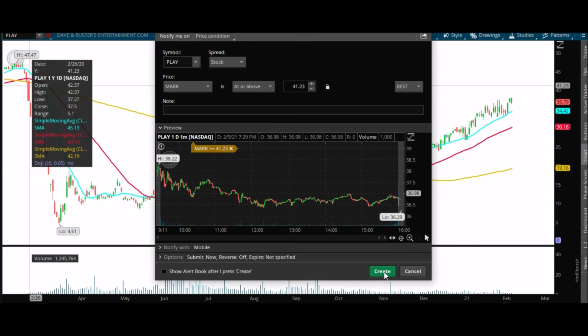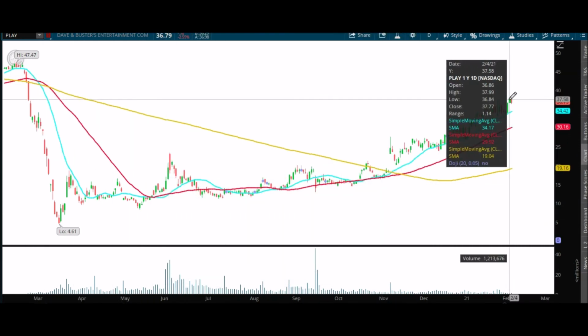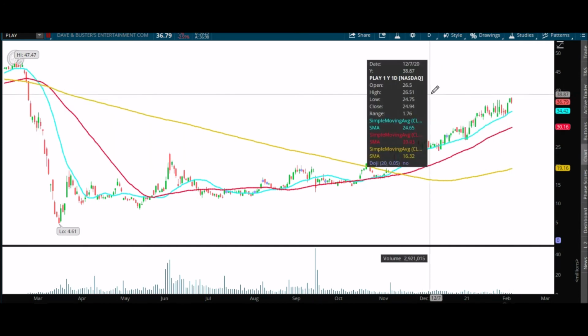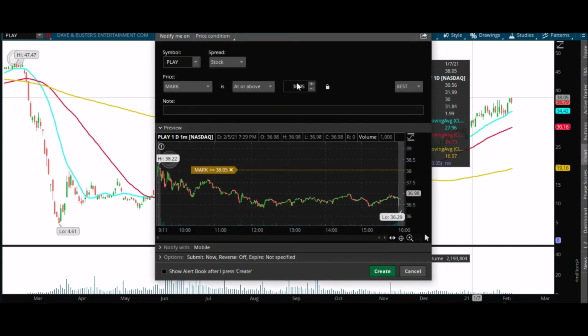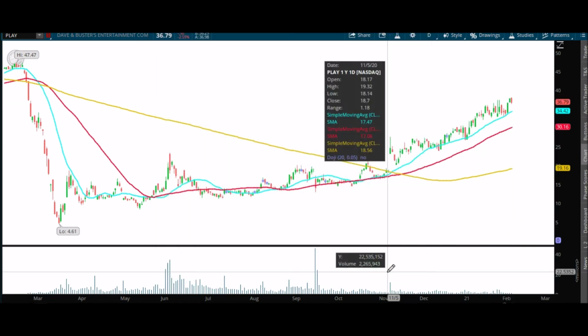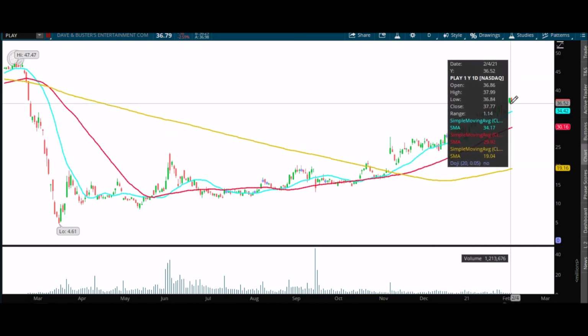Even this early, even at 41, I'd want to be buying sooner if I start to see it break out above the high on either of these candles here, 38.12 and about 37.99. So if we start going above 38, that's definitely bullish too. Create an alert at or above 38.05, even though we're at 37. So I could even set alerts earlier than that.